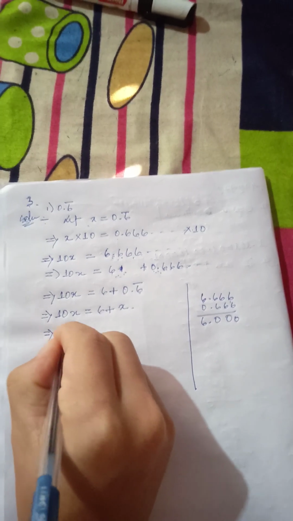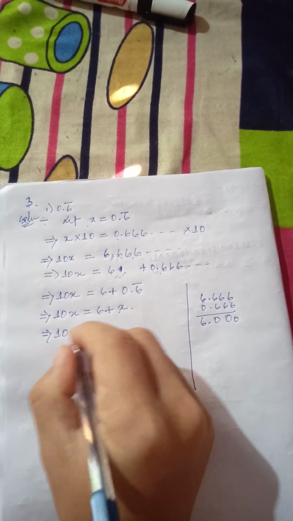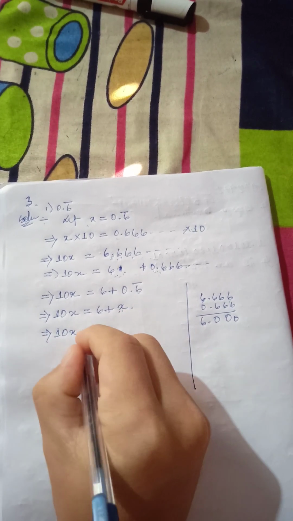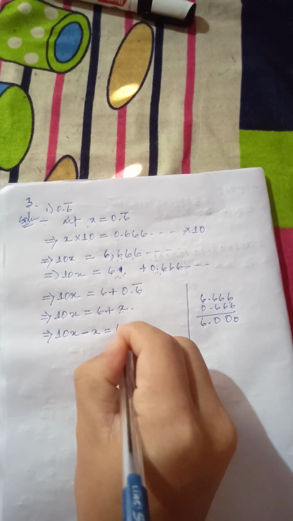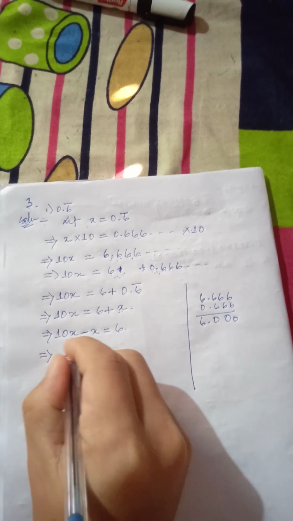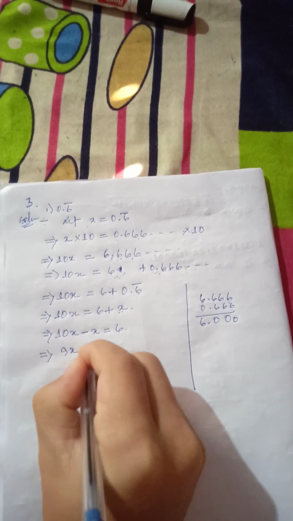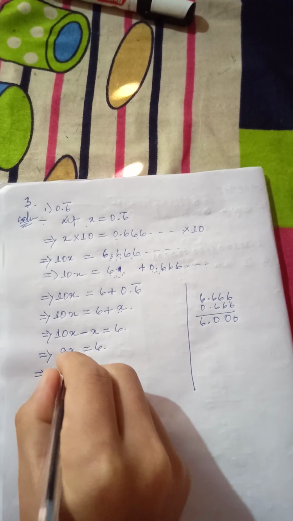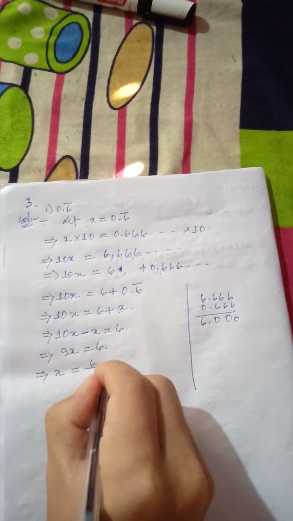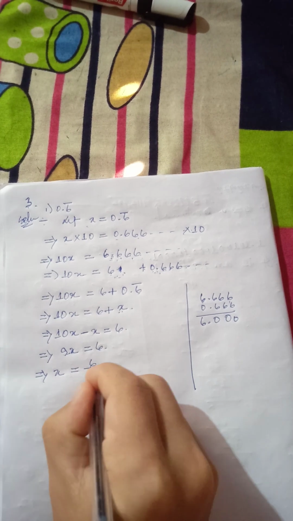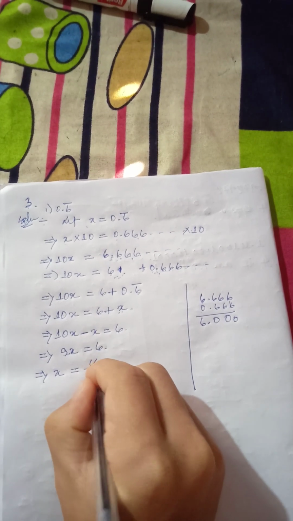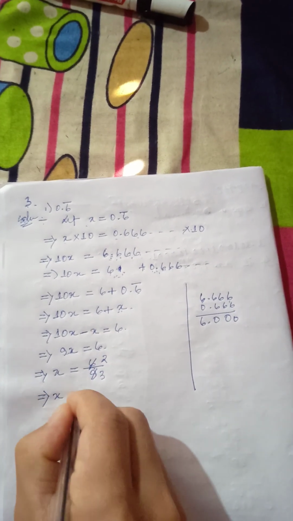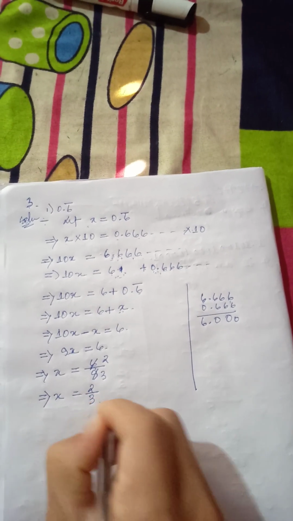So if you move this x to the other side, we can find the value of x. In order to find the value of x, we move this x to the left hand side: 10x minus x equals 6. Then 10x minus x will give you 9x equals 6. x equals 6 by 9. Between 9 and x there is multiplication, so if it goes to that side it becomes division. Then 3 times 2 is 6, and 3 times 3 is 9. That is 2 by 3.